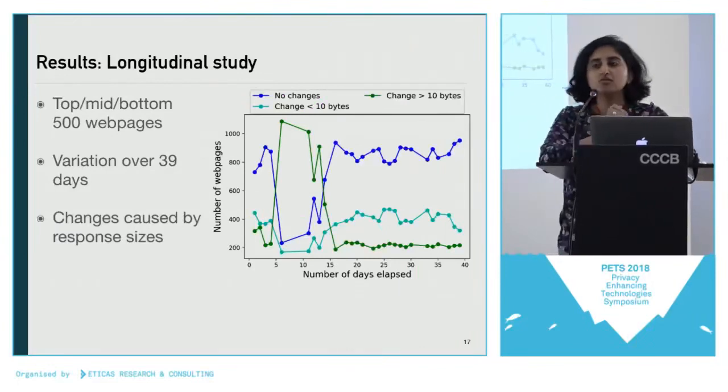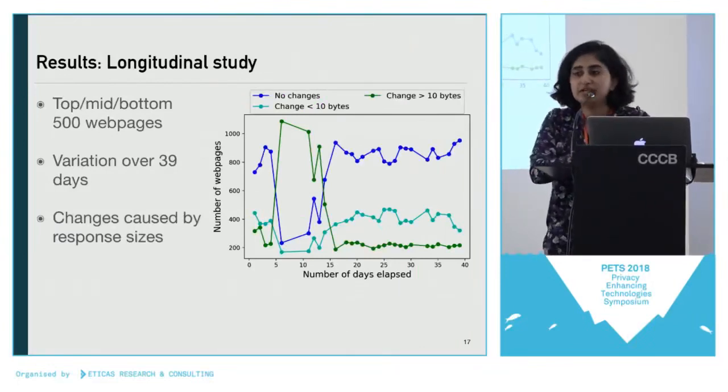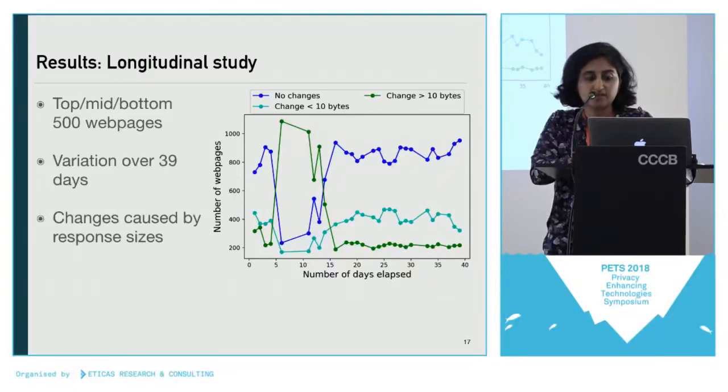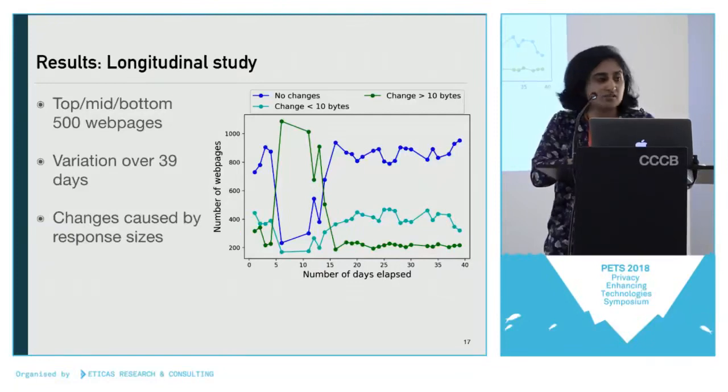Then we decided to see how the DNS data varies over a longer period of time. So we took the top, middle, and the bottom 500 web pages, and we performed the same experiment, but over about 39 days. And we looked at how many web pages actually show some changes in the packet sizes. We categorized the changes into small changes, which could be changes in an IP address, for example, and large changes, which could have been caused by the presence or the absence of the comments field. And we found, as expected, that there were web pages that show variance over several days.